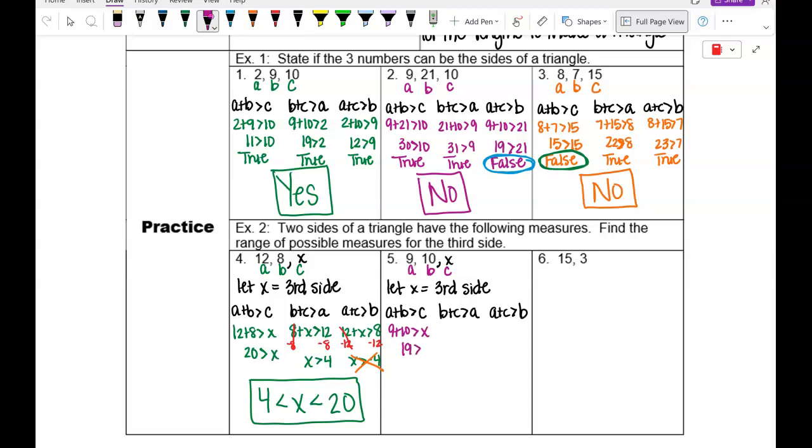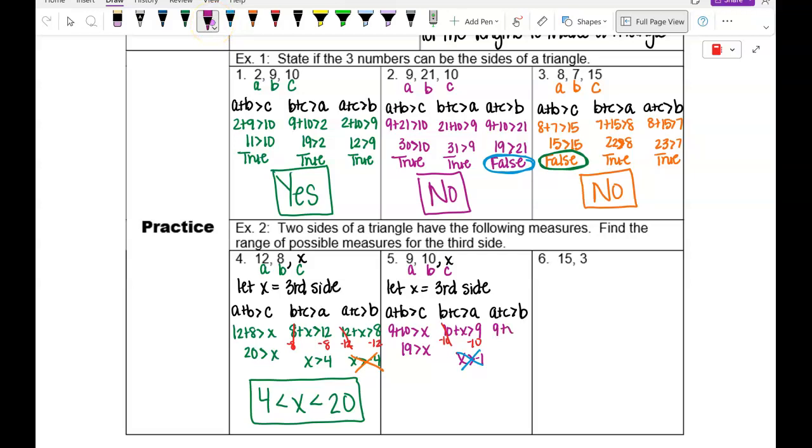So 19 is greater than x. 10 plus x has to be greater than 9. If I subtract that 10, I'm going to get that x is greater than -1. So no thank you, Mr. Negative Value. You're not going to help.